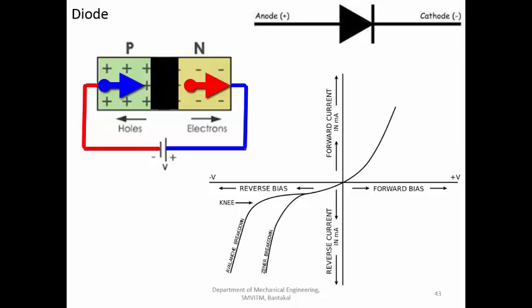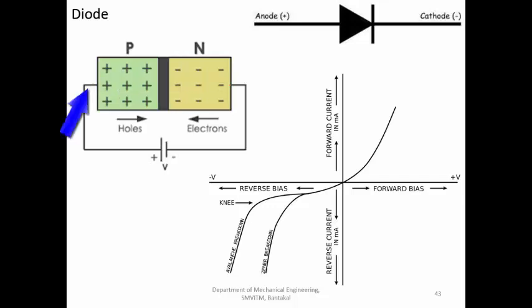It will become wider. So if you are connecting the diode in the positive direction, that is a forward biasing condition, which means the positive of the battery is connected to the positive side and the negative of the battery is connected to the negative side. There will be a flow of current through the circuit. And if you are connecting in the reverse bias, which means positive is connected to N and negative is connected to P, there will not be any flow of current through the diode.